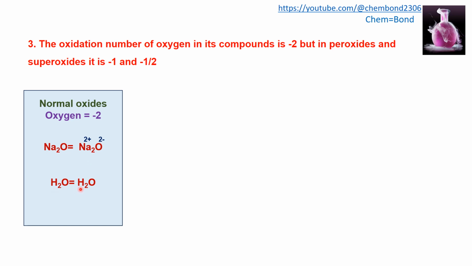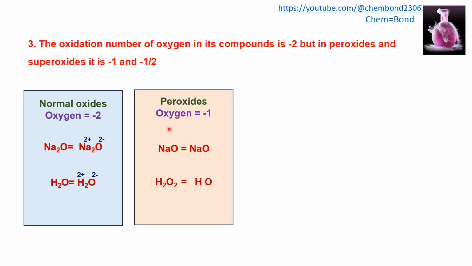In the case of water, hydrogen has plus 1 oxidation number. There are 2 hydrogens present, so we put plus 2 over them. In order to balance it, we put minus 2 over oxygen.